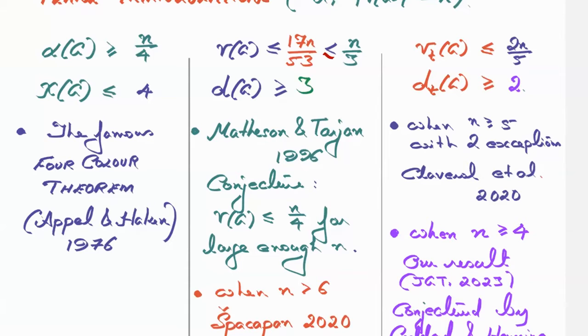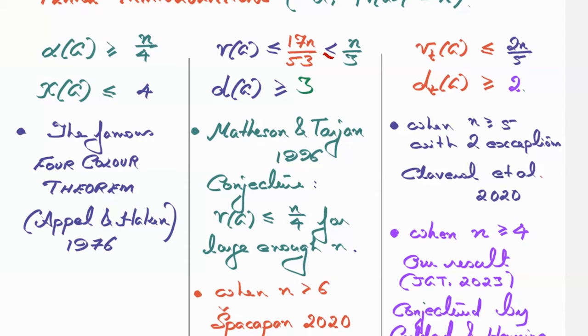They also conjectured that except for some counterexamples like the octahedron and so on, this gamma G could be upper bounded by n by 4 instead of n by 3. Okay, but this conjecture is open. It was proposed in 1996, like what, 27 years ago. It is still open. There was an improvement from n by 3 to something like 17 n by 53. This was in 2020 by Spakapan. And it seems there is a recent improvement which improves it further, but still doesn't reach n by 4. Okay? But that paper is currently only on arXiv.